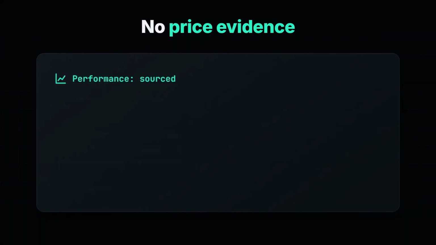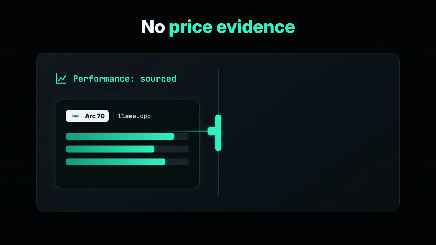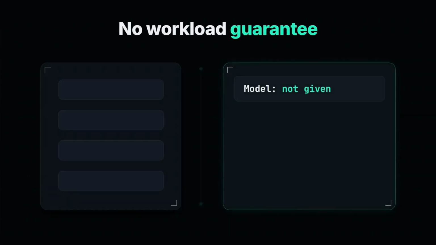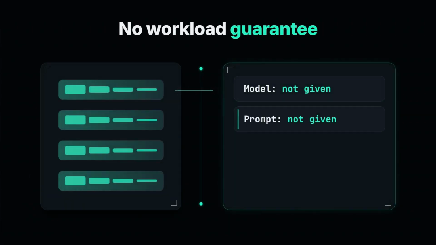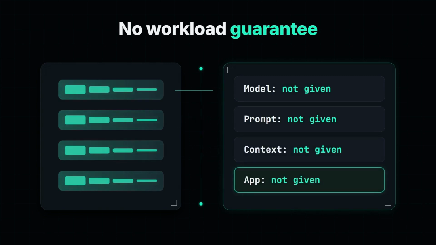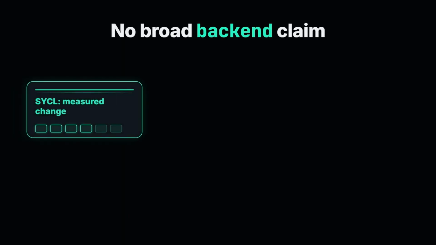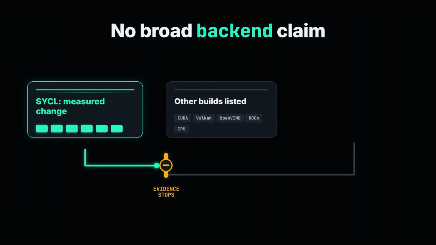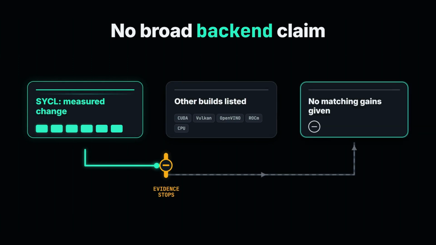The sources provide no price, power, or cost comparison, so these speed measurements cannot establish affordability. A workload is the exact model, prompt, context length, and application being tested. The sources name none, so workload fit remains unknown. The verified gain belongs to SYCL. The packet reports no matching result for CUDA, Vulkan, OpenVINO, ROCm, or CPU builds.